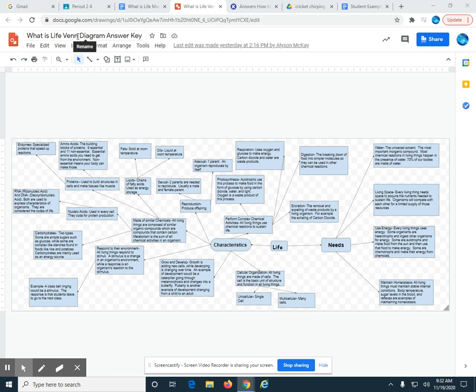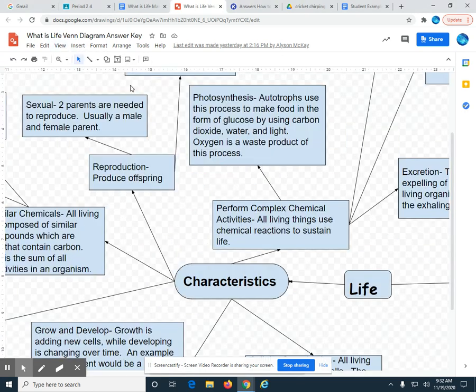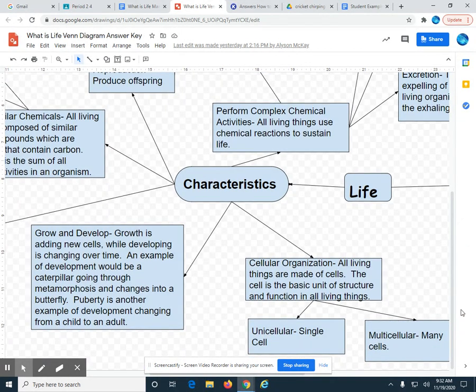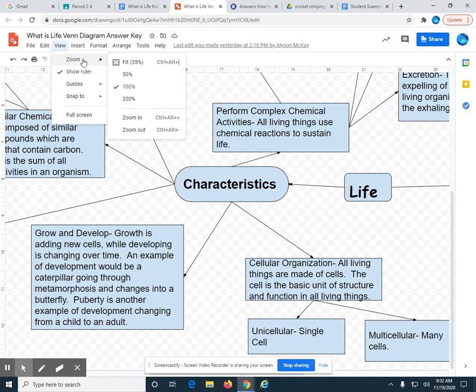Okay, so let's go over the Venn diagram for the characteristics and needs of living things. I'm going to increase the view on this so you can see it a little bit easier. And so I don't want you to get confused. Oh, I'm drawing a line there. I don't want you to get confused by all the different lines and stuff. I'm going to have to zoom out for a minute so you can get a different view of this.